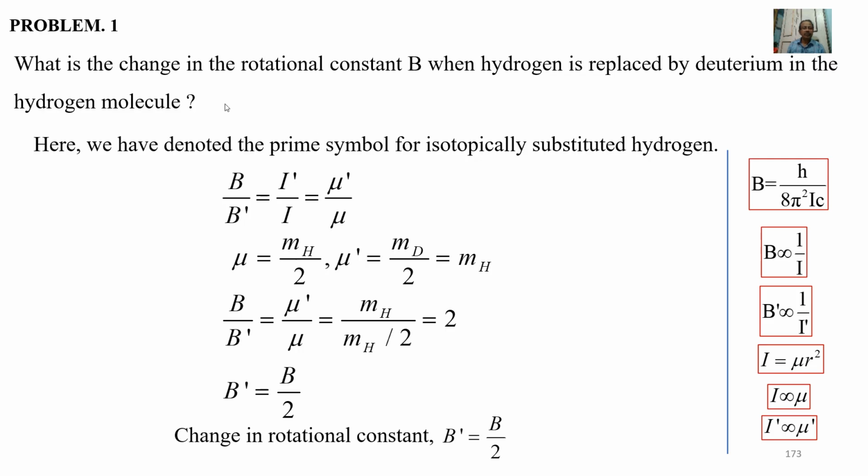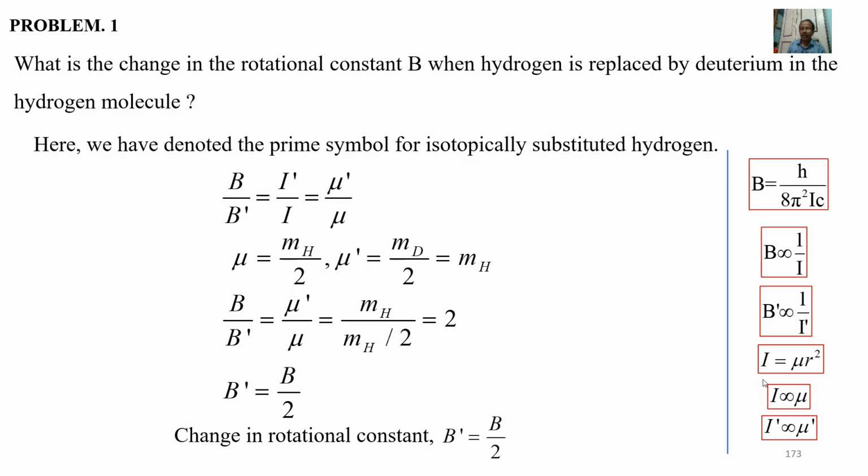So we are going to calculate B dash. Here we have denoted the prime symbol for isotopically substituted hydrogen. So B is the original atom and B dash is the isotope. We know that B equals h divided by 8 pi squared I c. So B is directly proportional to 1 divided by I. And similarly for the isotope, B dash is directly proportional to 1 divided by I prime.